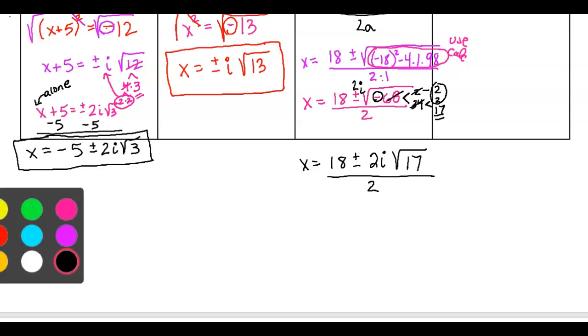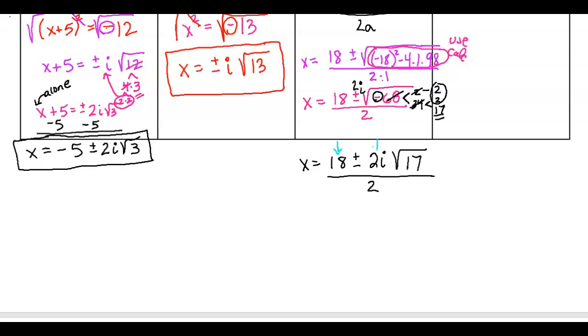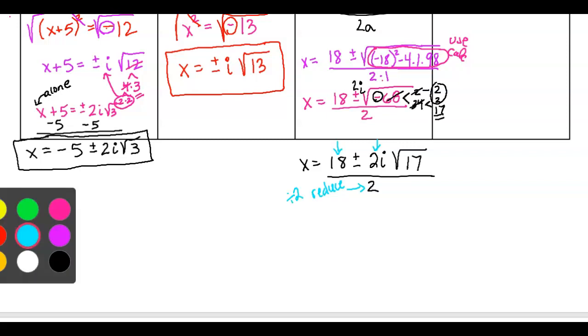Now, we've seen this before with the quadratic formula. We actually have one step. We want to check all 3 numbers on the outside to see if they reduce. Okay? And reduce means divide by the same number. So all 3 of these actually divide by 2, so you have to.